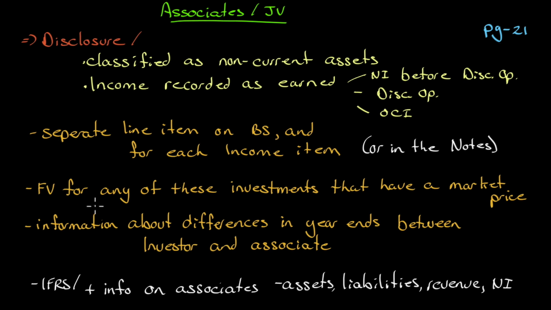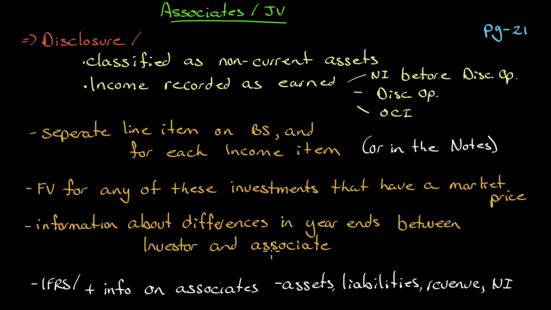Fair value for any of these investments that have a market price. So in the notes, we will get the fair value because remember, GAAP can elect to use the fair value method. So if you're comparing two companies, one with the equity method, one with fair value, well, in the disclosure for this sort of thing, in the notes, we will get the fair value for any of these investments that have a market price. Information about differences in year ends between the investor and the associate.